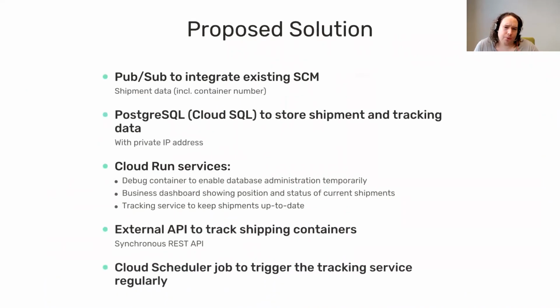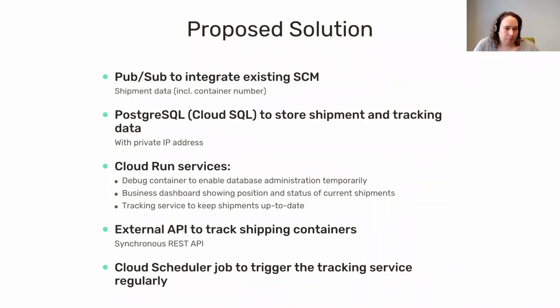And I have a proposed solution for this scenario. Somewhere I want to get the data out of the existing supply chain management system. It's not really an option to replace it, because it has only been introduced a few years back, and there's no way they will replace it. But we are interested in the shipment data, which is mainly the container number and some details about the shipment. And then I want to store this in a database.